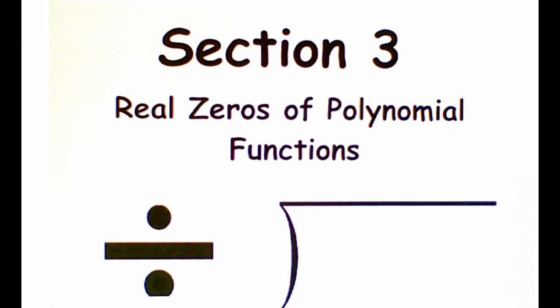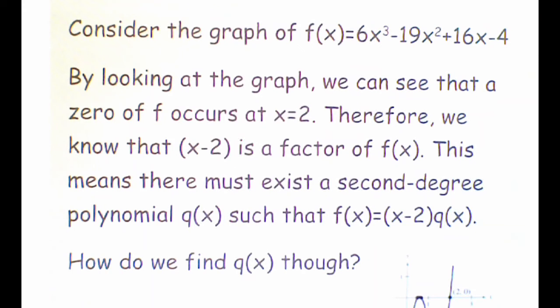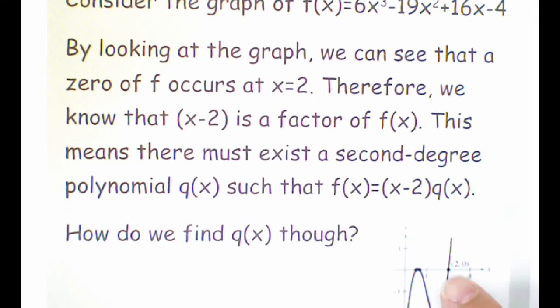All right, this will be the first part of section 3, which is real zeros of polynomial functions. We're going to find better ways to find all of our zeros. So let's think about this graph. We don't know exactly what it does, but by looking at the graph, we can see that there's a 0 at x equals 2. If I graph it, I can see there's one right there. Here, I don't know what's happening, but we know x minus 2 is a factor. Since x equals 2 is a 0, x minus 2 must be a factor.